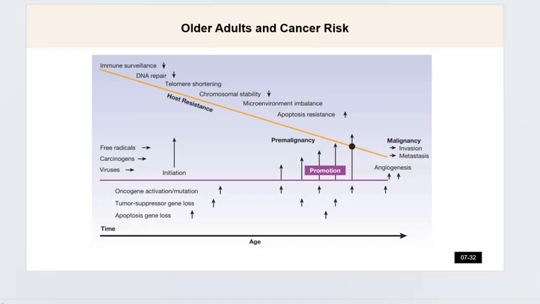I do want to talk briefly about the decline in immune function, which is often called immunosenescence. The immune system, we know, is a major defense mechanism against the development of cancer. And as we age, we have loss of immune function.